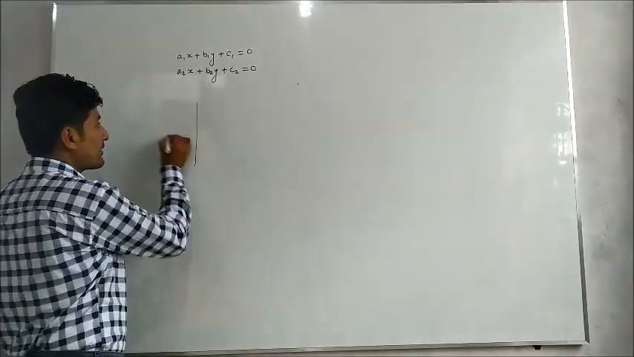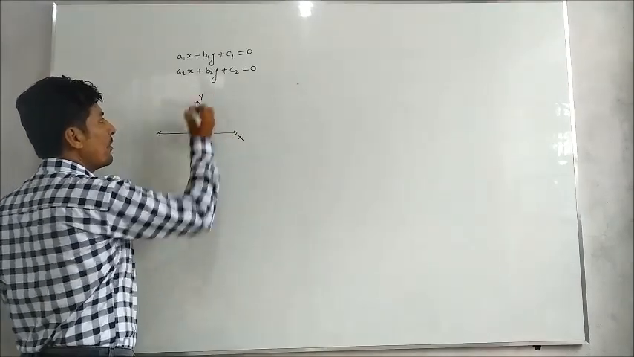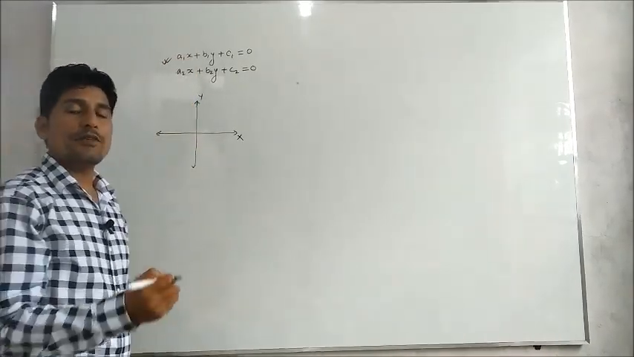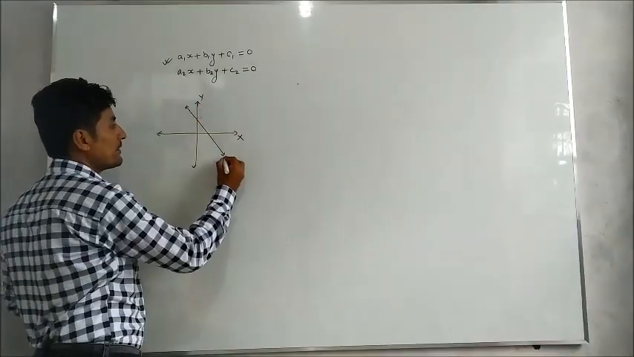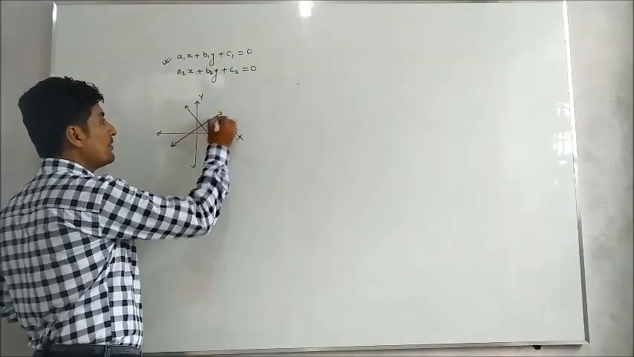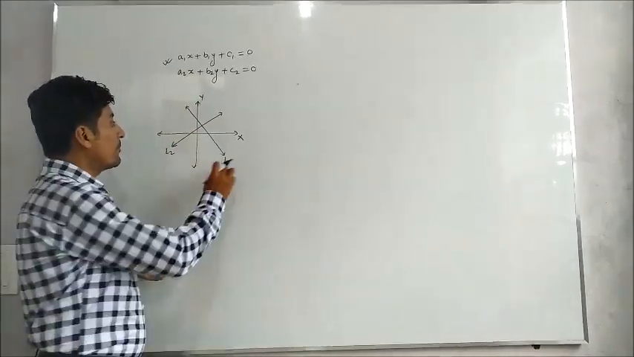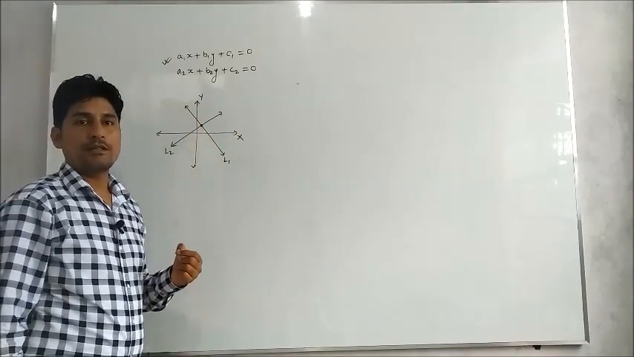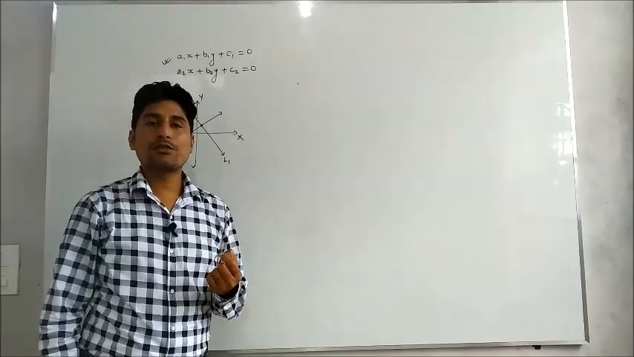The very first case, let us see the very first case. Suppose this is our x-axis, this is our y-axis. If we are solving the very first linear equation in two variables, then we will get a straight line. Suppose we are getting line L1 for first equation and we are getting line L2 for second equation. Then here we can observe that both the lines are intersecting each other at a unique point. Hence we can say that this type of system of linear equation will have the unique solution.